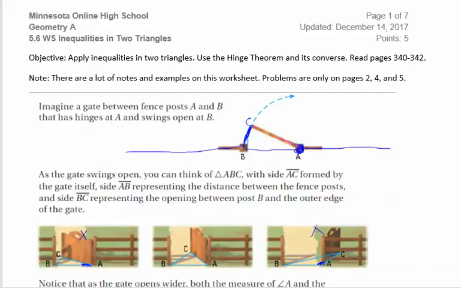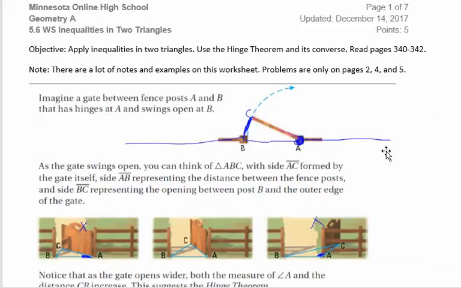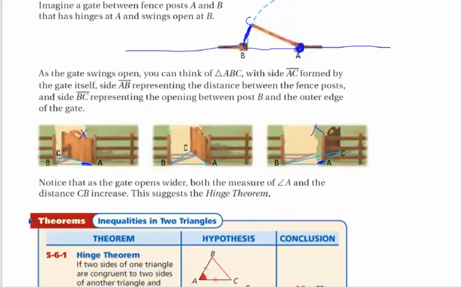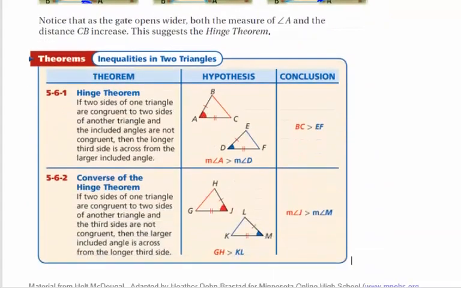So first read over 340 to 342 to learn about the Hinge theorem and the other theorems and properties in this section. So if we look at this gate here, the wider that you open the gate, the larger the angle where the gate is attached to the post, where the hinge will be. So if CB is long, like in this one, when the gate is open really wide, then angle A is also going to be really big. And if the angle is smaller, then the side is shorter. That's really what the hinge theorem is telling us.